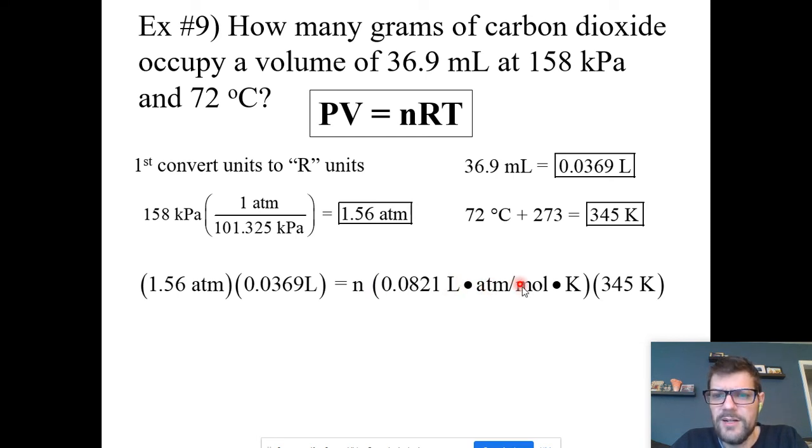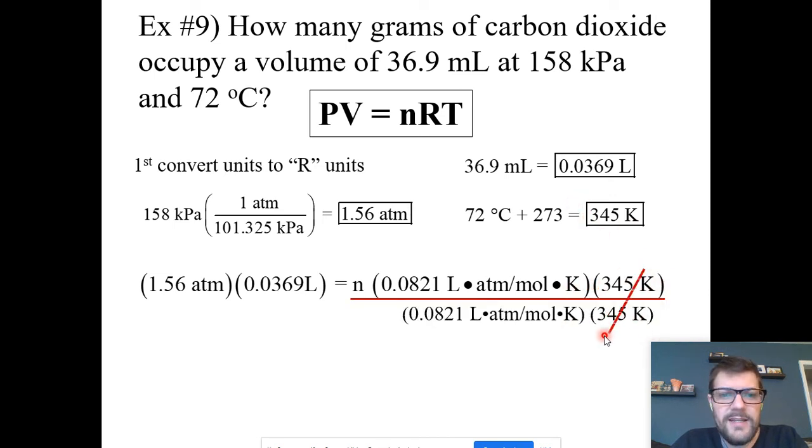Notice my units there are going to be all of my standard units for this type of equation, and then multiply that by the temperature again in Kelvin. I start dividing and simplifying this equation. My units start canceling, and I'm going to be left with n, a number of moles. Moles is going to be the only unit that doesn't cancel out from all of this.